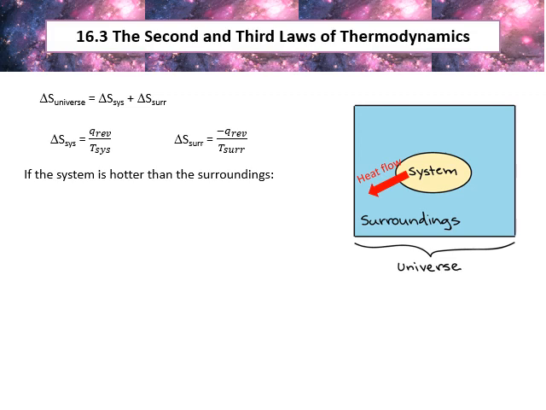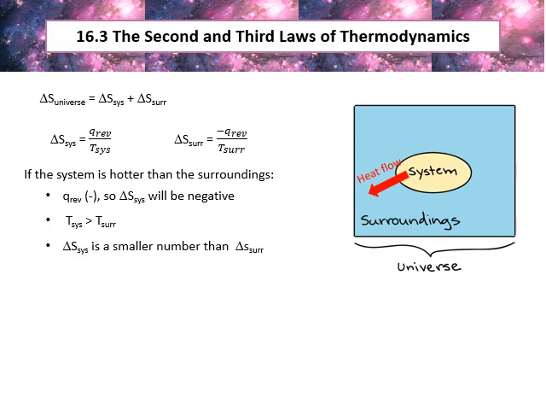If the system is hotter than the surroundings, there will be heat flow out of the system to the surroundings, and Q reversible will be a negative number. The system loses heat and the surroundings gain heat. This means that delta S for the system will be negative. We've already stated that T for the system is greater than T for the surroundings. That makes delta S system a smaller negative number than delta S surroundings, since T is in the denominator.